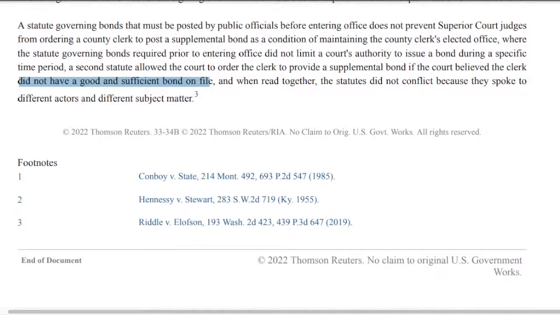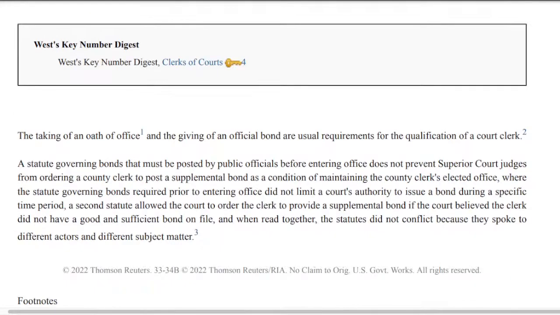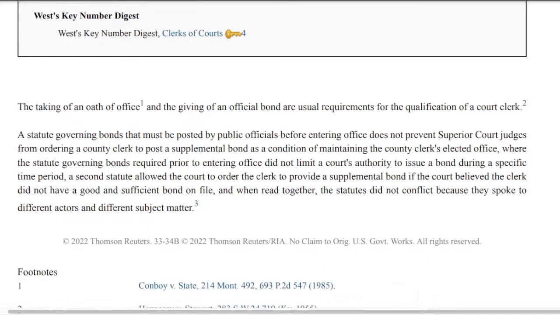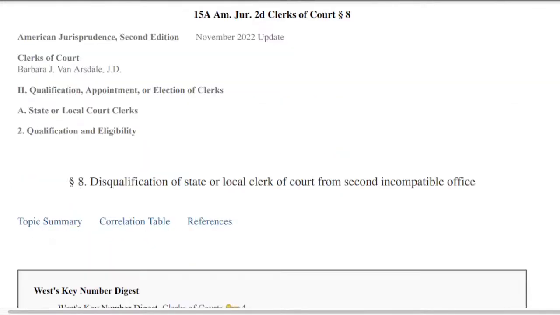All right, so this is what we're looking at here: the oath and bond requirements for qualification. This might get into things like posting supplemental bonds and conditions of maintaining the county clerk's elected office. So, a few different cases here. It looks like we're in Montana, Kentucky, and Washington State. One was 1955, number 2. So this is giving of an official bond as a usual requirement for the qualification. Okay, let's move on.